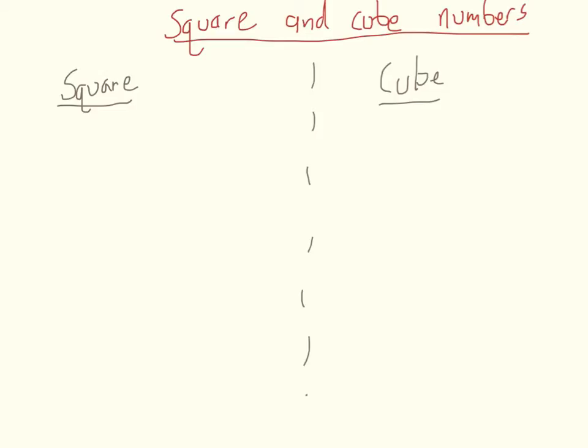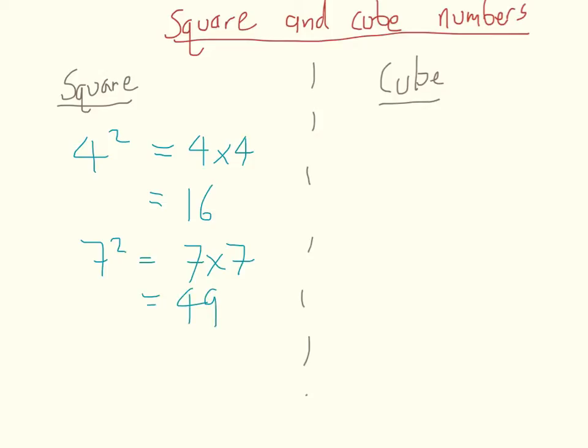Well, a square number, so we looked at 4 squared, means 4 times 4. It means multiply by itself. So 4 times 4 is 16. And if we wanted 7 squared, that means 7 times 7, or times by itself, which is 49.